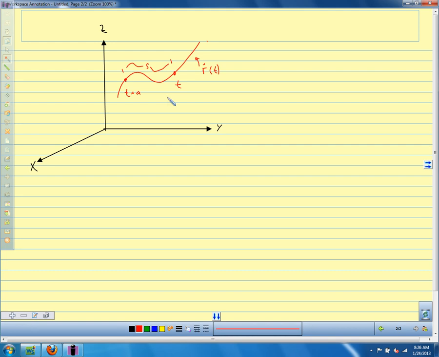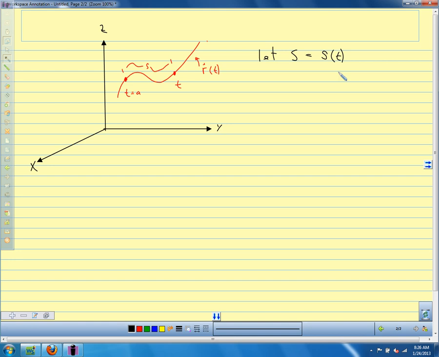So what we're going to do is first we need to come to an agreement here. Let's let arc length be a function of time. Let's think of the arc length as a function of time. So we're going to say let s equal some function of time.